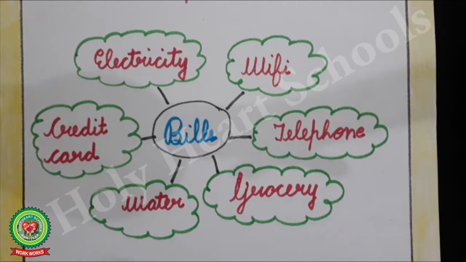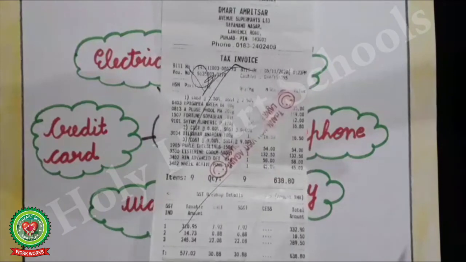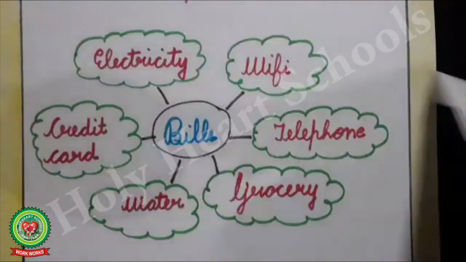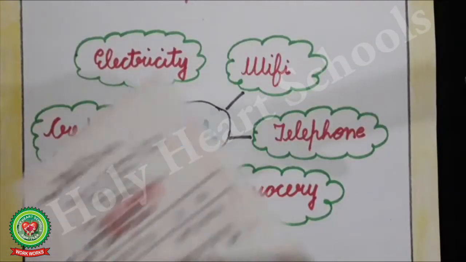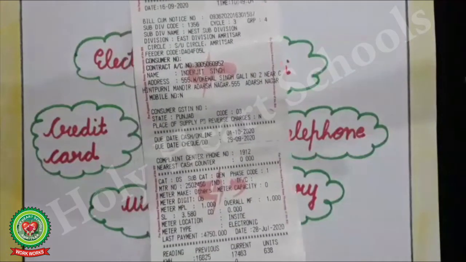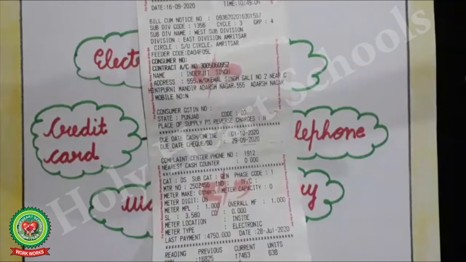In real life, bills look like this. In this way, we get a paper from a shopkeeper when we purchase something. These are some examples of bills. This is the electricity bill, which we have to pay for the consumption of electricity.